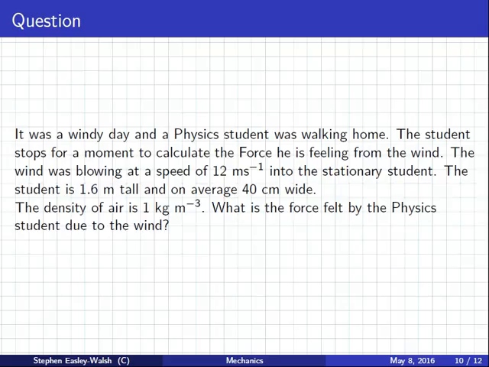Do you know the answer? Give me your answer. 12 newtons? Yeah, seems believable, but I would have thought, imagine you're walking into the wind. Does it feel like more or less than 12 newtons? Because it's stationary, it doesn't matter, you're still going to feel the wind pushing into your face.